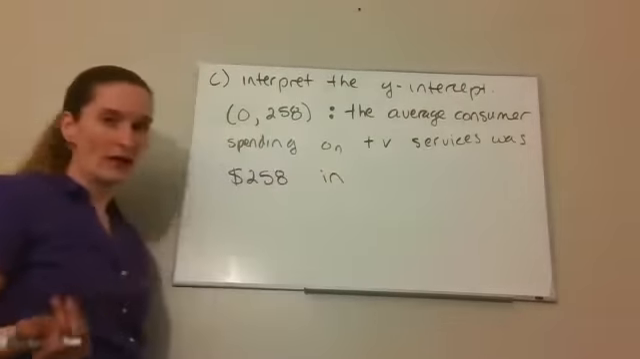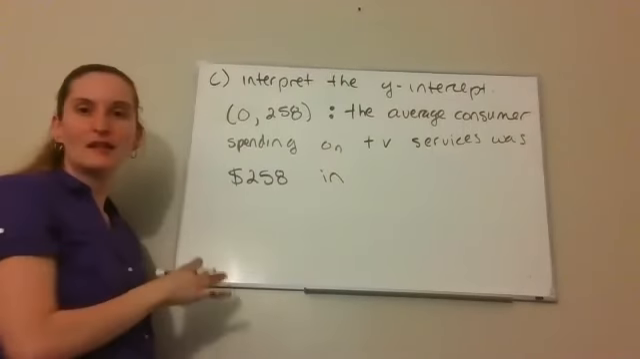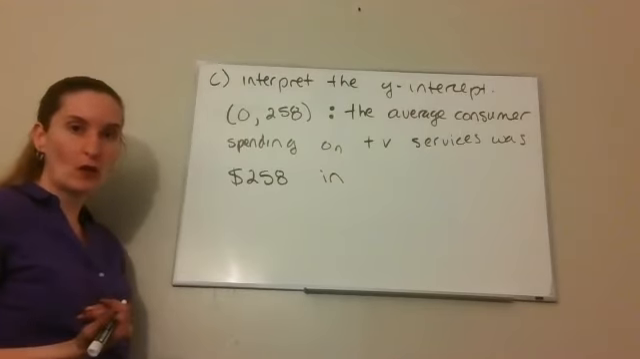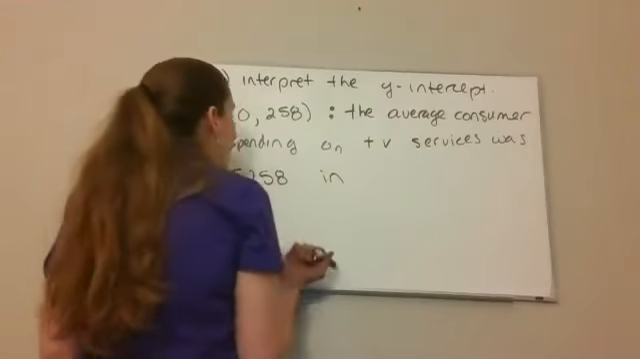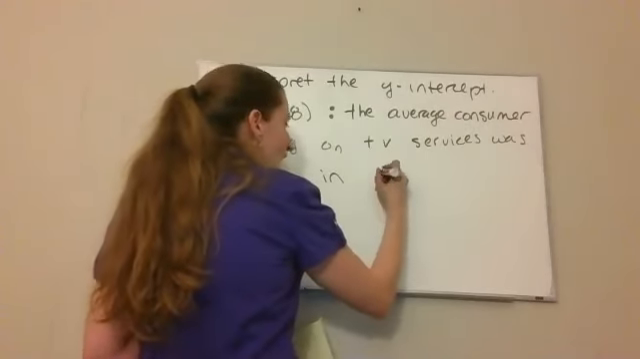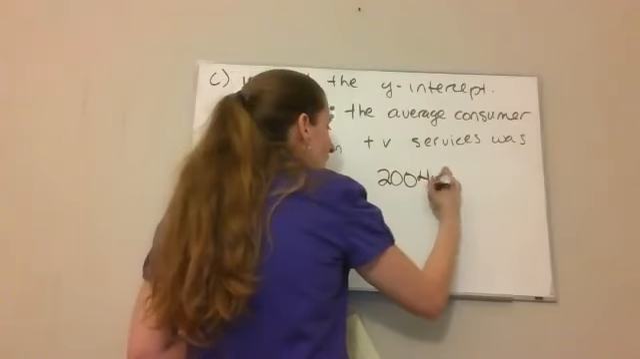in what year are we talking about? Our x is 0, but remember x is talking about the number of years since 2004. So this is saying the average consumer spent $258 on TV services in the year 2004.